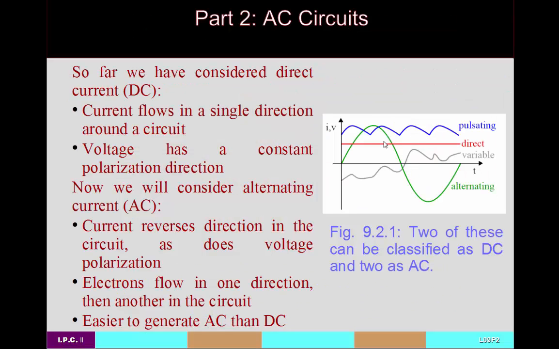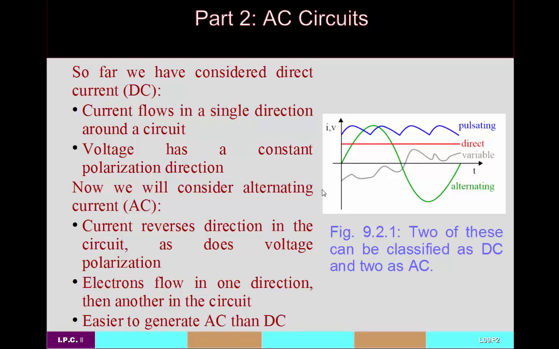On the other hand, we have also alternating currents, and both this variable current and this green line would represent sorts of alternating currents. Alternating current just means that the current reverses direction within the circuit, and so does the polarization of the voltage. Usually we use something like this green line because it actually matches the signal that would be generated for a standard AC generator with one loop.